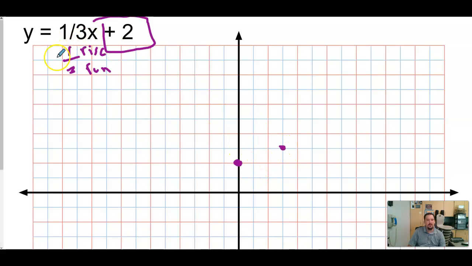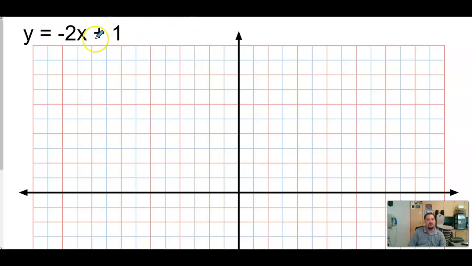And remember, we can do the opposites as well. Since it's a positive 1 over positive 3, we can actually do a negative 1, negative 3. So we can go down 1, left 3 as well. And we're still going to be on the same line. Up 1, right 3. 1, 2, 3. And then we go ahead and connect these. Draw it with a line. And there is my linear graph. Okay? Awesome.